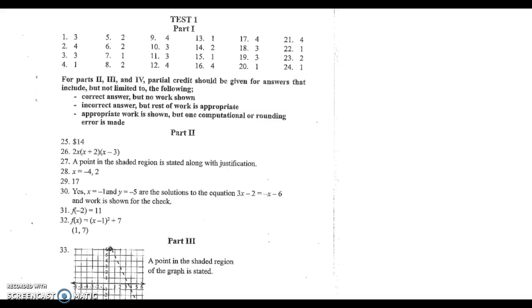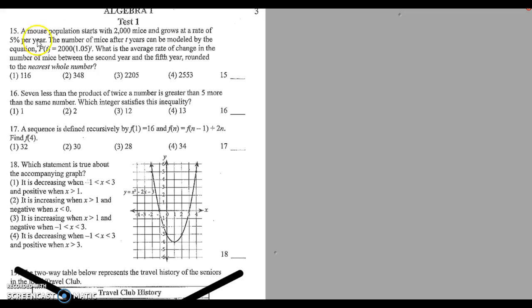Alright, let's get a couple explanations. Starting with number 15, a mouse population starts with 2,000 mice. That's the starting value, and it grows at a rate of 5% per year. That's the rate. Normally, you'd be able to create a formula from that, but it gives you the formula here, so you don't have to do anything with that.